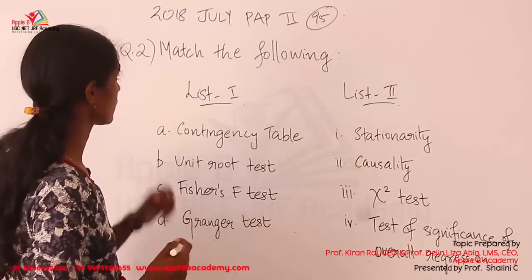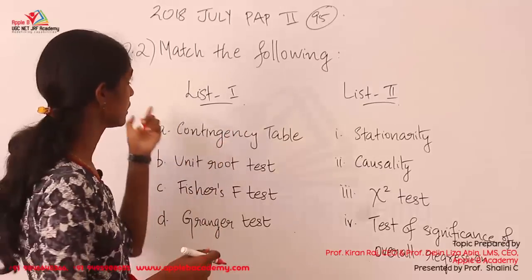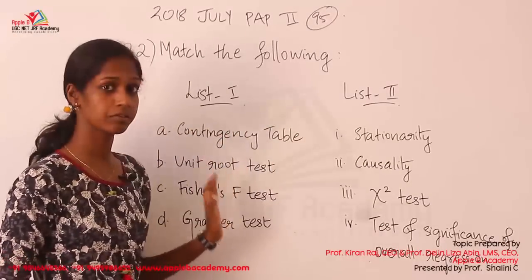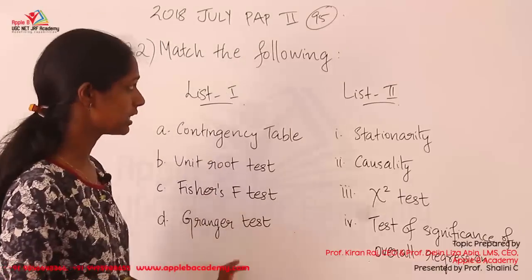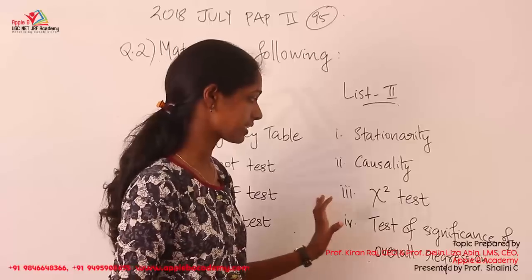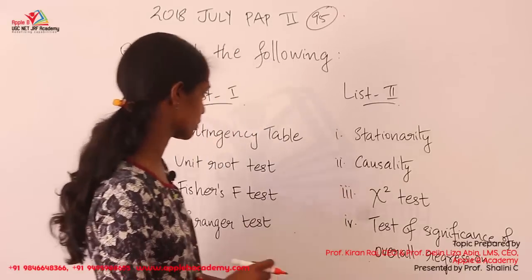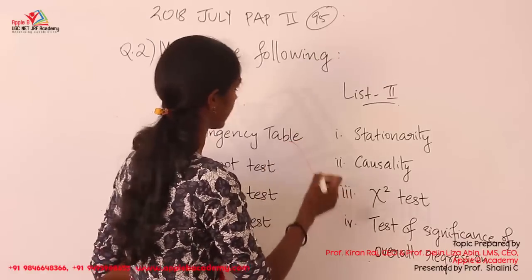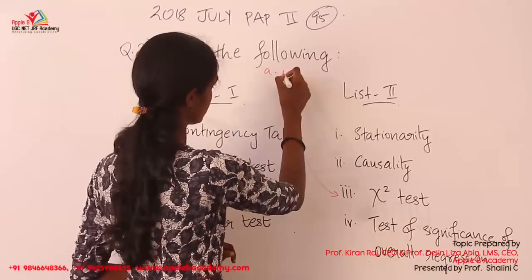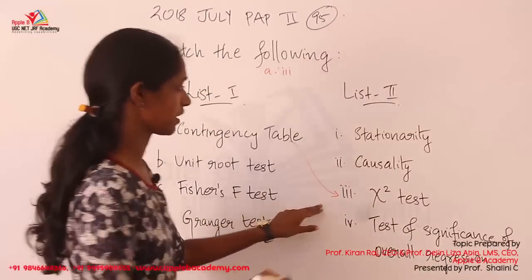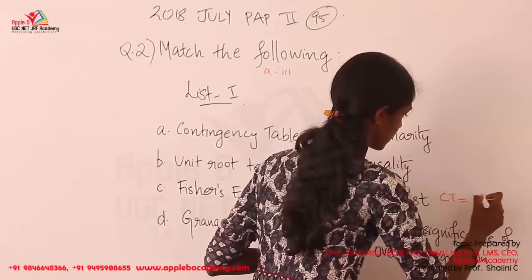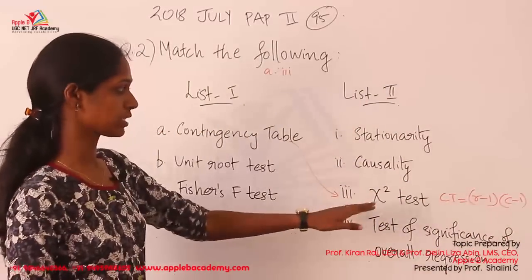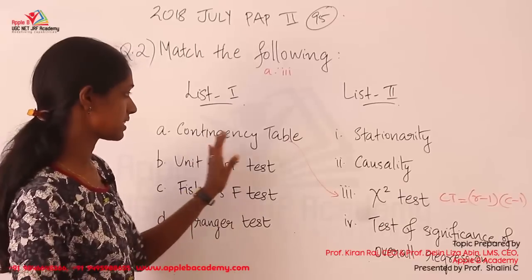The next question is 2018 July paper 2, 95th question. Match the following. We have these items: contingency table, unit root test, Fisher's F-test and Granger test in list 1, and stationarity, causality, chi-square test and test of significance of overall regression in list 2. Matching these, contingency table is associated with chi-square, so A is 3. In fact, the degrees of freedom of the contingency table of chi-square is calculated as R minus 1 into C minus 1, where R is the number of rows and C is the number of columns. So that is contingency table.